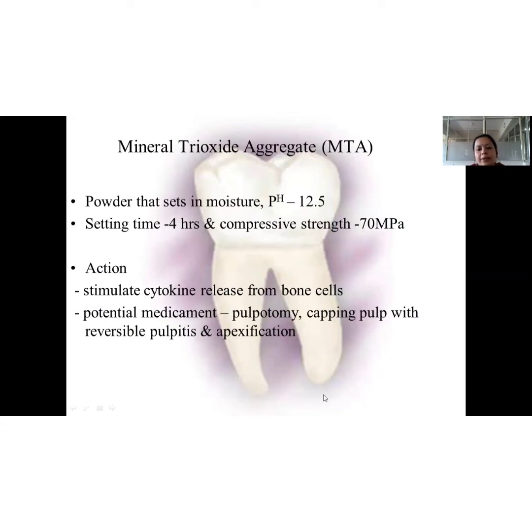Now MTA. It is a powder that sets in moisture, pH is 12.5. Setting time is 4 hours and compressive strength is 70 megapascal. What is the action of mineral trioxide aggregate? It stimulates cytokine release from bone cells and is a potential medicament for pulpotomy, pulp cap with reversible pulpitis, and apexification.